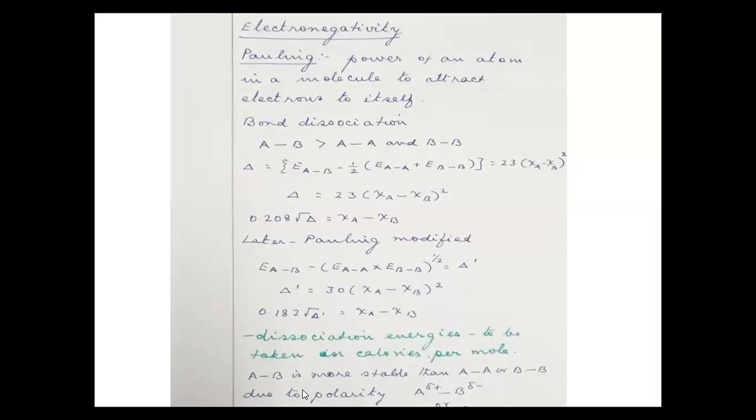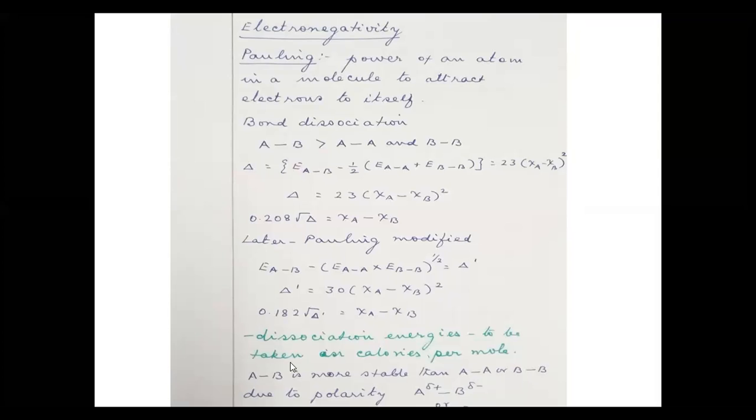But in this case, AB is found to be more stable than AA or BB. The reason is the polarity that is induced in the molecule. If you take A and A, practically there is no difference between the electronegativities of these two atoms, because the shared pair of electrons is common for both A atoms. Hence the shared pair of electrons is found at the middle. The force with which this A is attracting the electron and the force with which the other A is attracting the electron are equal, and hence the electron density is not shifted in any direction.